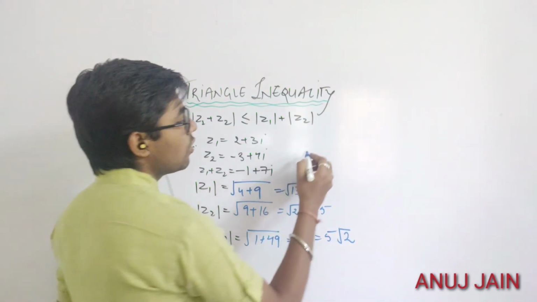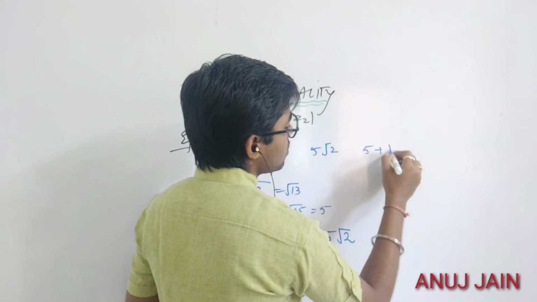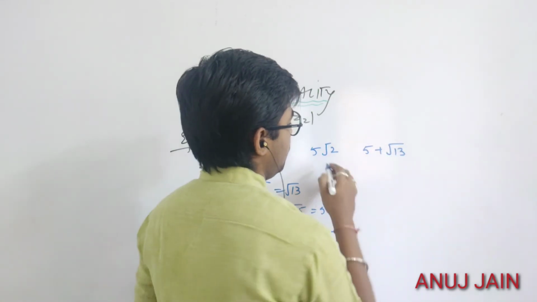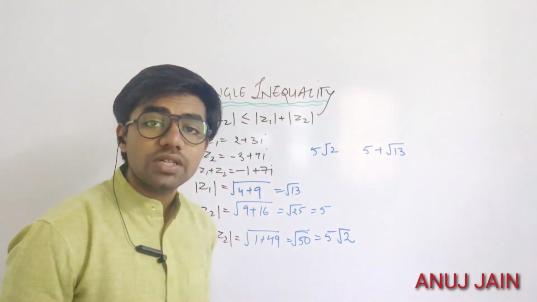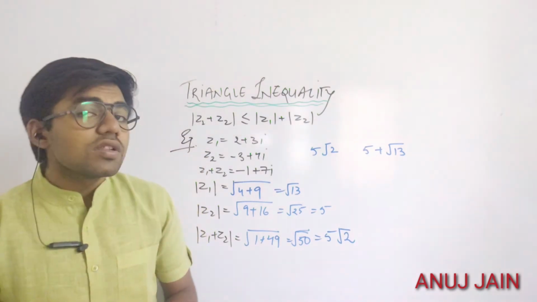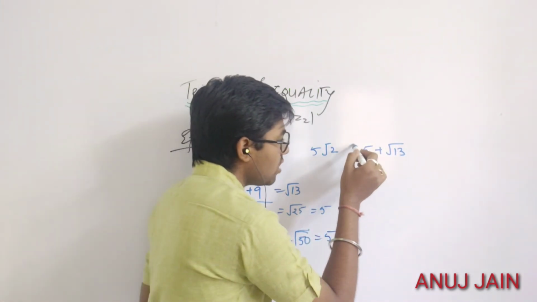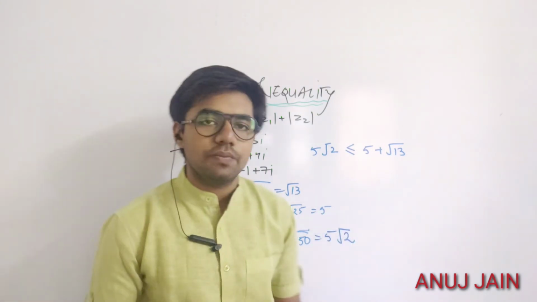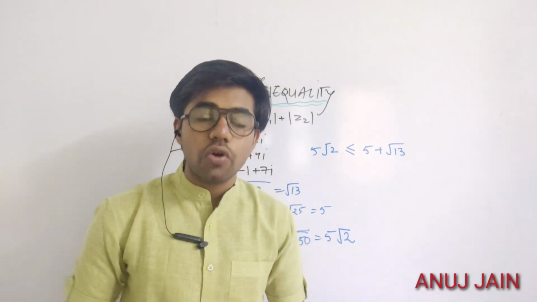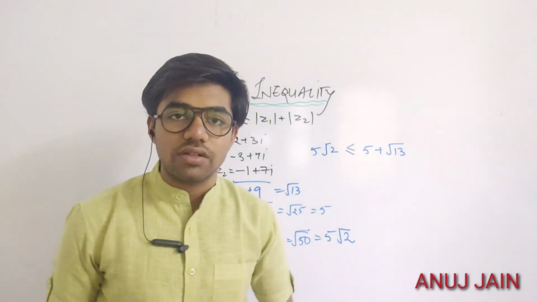Compare them how? We have to compare 5 root 2 with 5 plus root 13. Using a calculator, you can calculate that 5 root 2 will always be less than or equal to this value. Try using a calculator and calculate the value, you will get your answer.